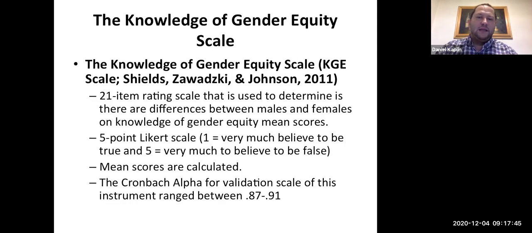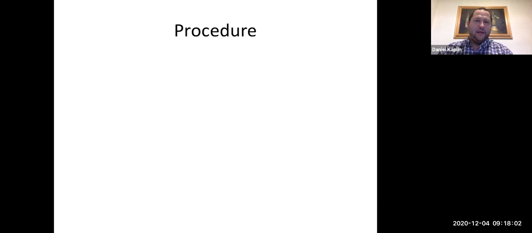And then the knowledge of gender equity scale, right? Again, you cite your authors, you talk about number of items, you talk about how it's scaled, whether it's mean scores or total scores, and then Cronbach's alpha, right? And then your procedure is from A to Z what you did, right?